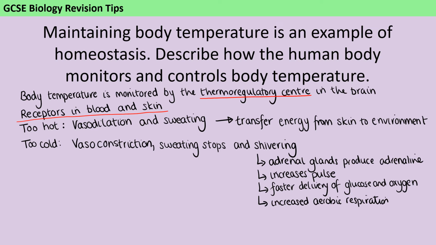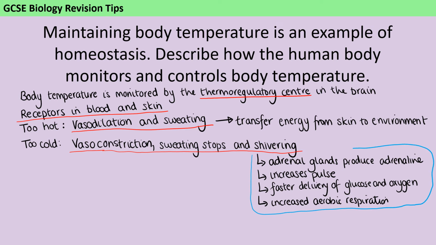We then need to make sure that we've definitely talked about both being too hot and too cold. So that could be vasodilation or sweating, and then vasoconstriction, sweating stopping, and shivering. So in order to get into 5 or 6 marks, we're definitely going to want the TRC, both sets of receptors, one of the 2 hot systems, one of the 2 cold systems, and probably also talking about how one of those works.